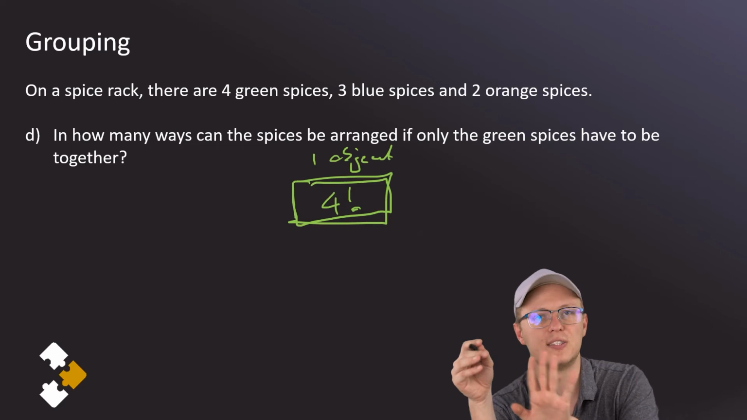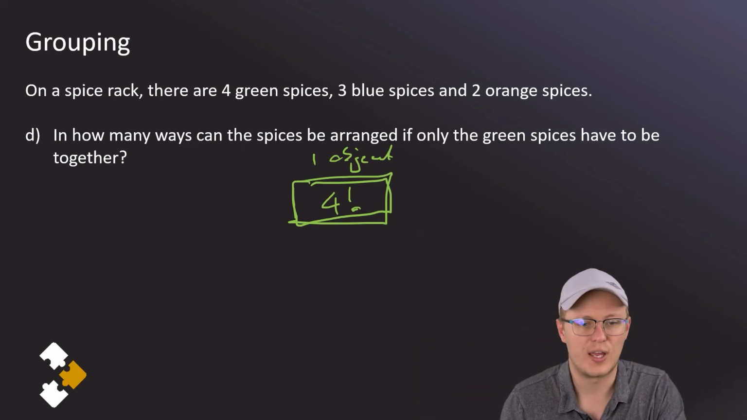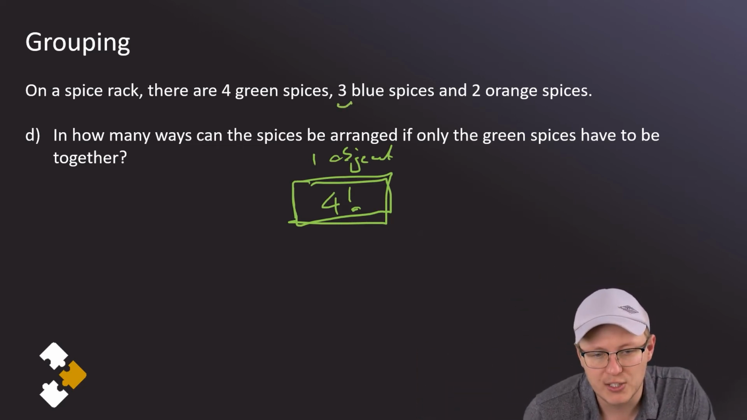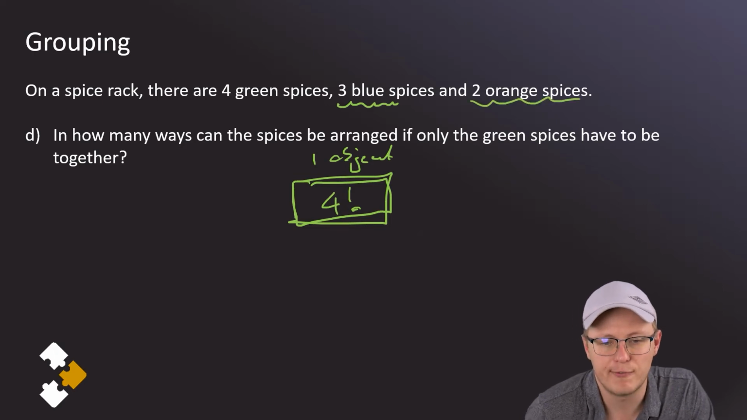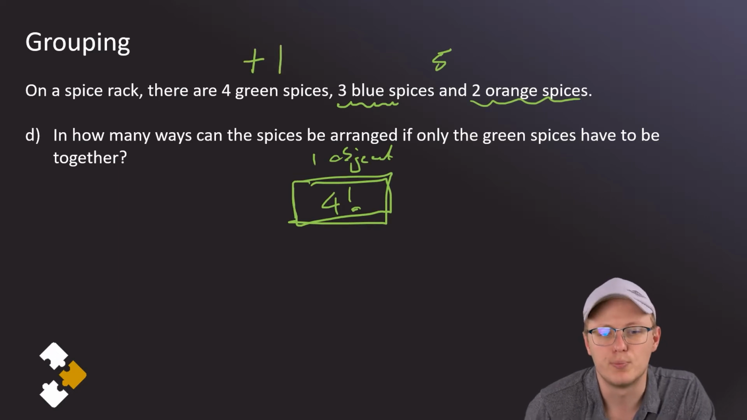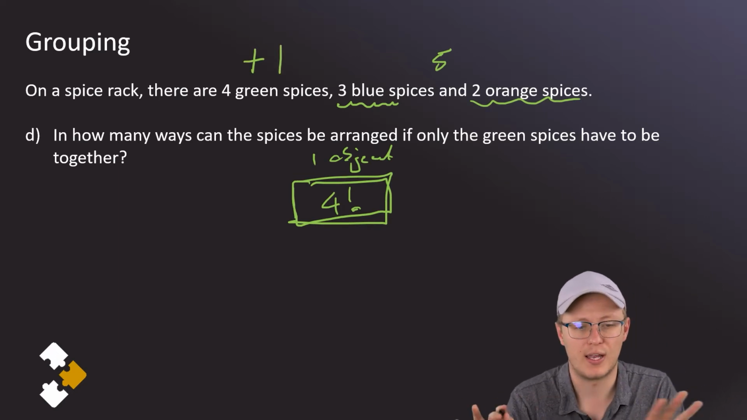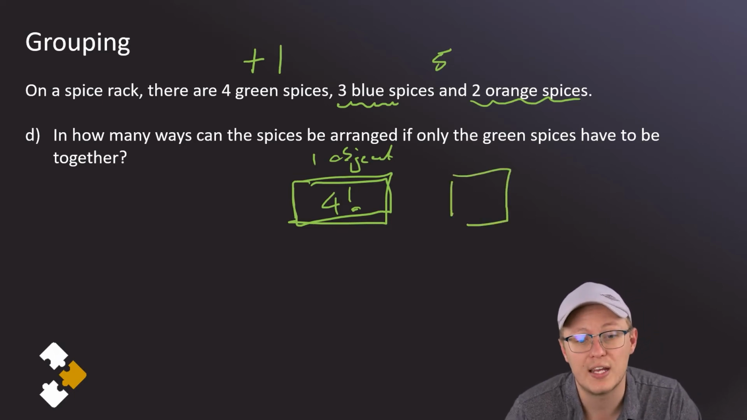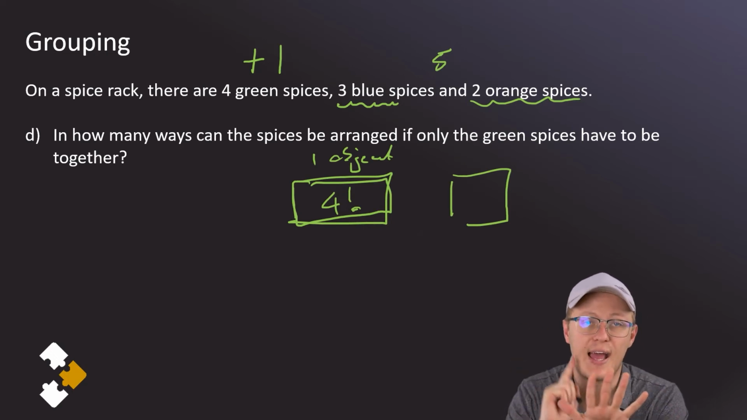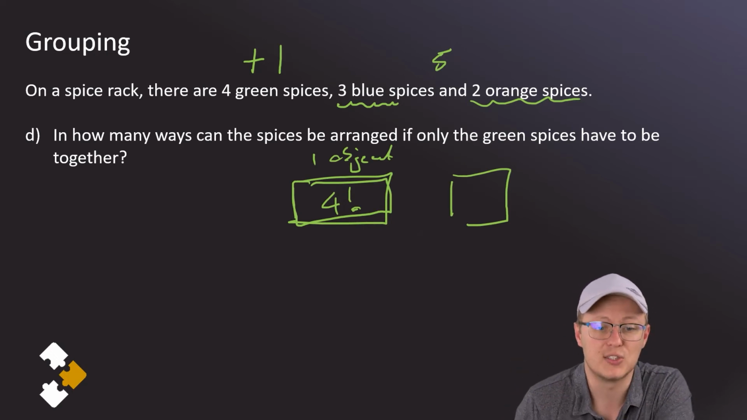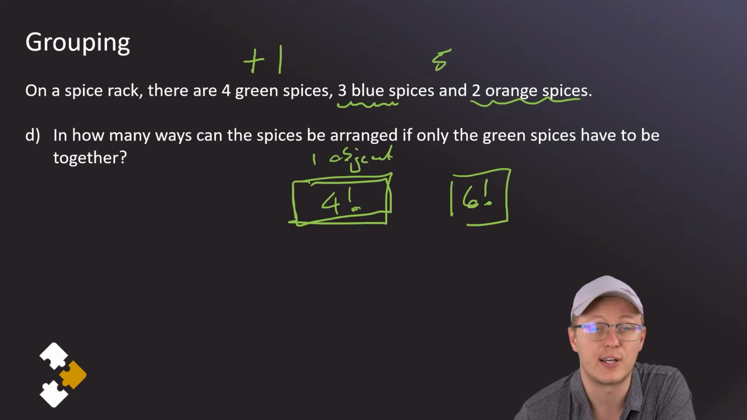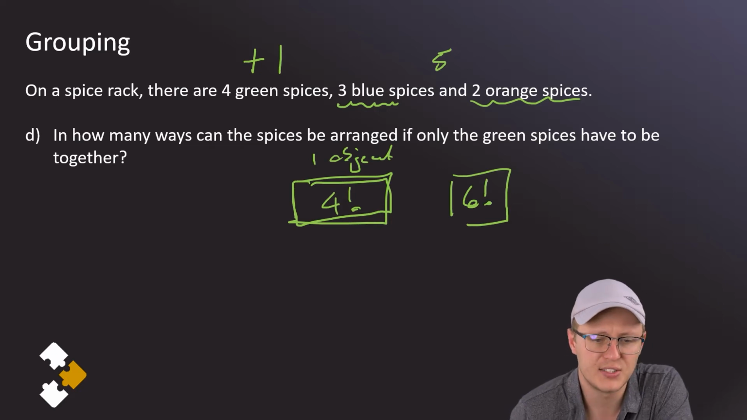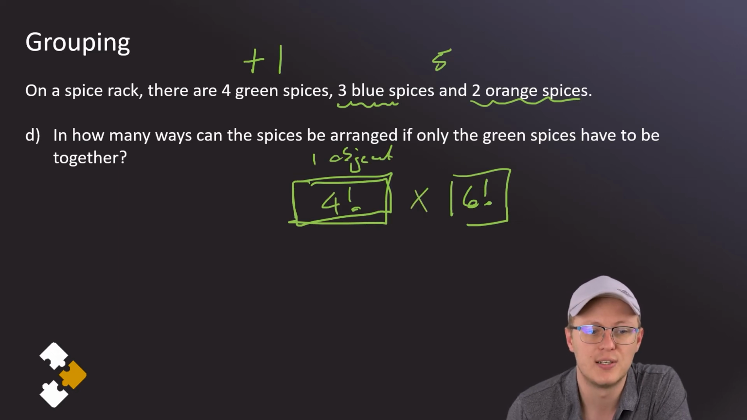Or we can put the greens in the middle and the blues and oranges can go wherever, right? So the blue spices we have 3 of and the orange spices we have 5. So we have 5 spices to arrange plus the group of green spices that can go anywhere on the rack. And so the total number of things that we can arrange are the 5 spices and the group of green spices, and so that's going to be 6 factorial arrangements. And so to find the total arrangements here, that's going to be 4 factorial times 6 factorial.